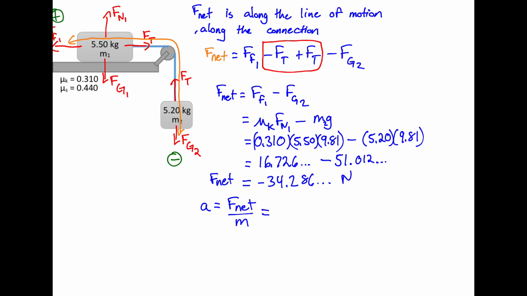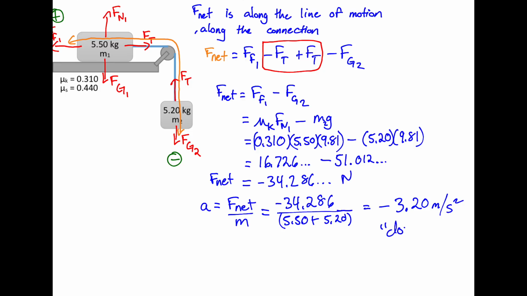So we get the 34.286 over the 5.50 plus 5.20 together. So we get minus divided by 10.7. 3.20 meters per second squared. And it is down and to the right, depending on which block I look at.